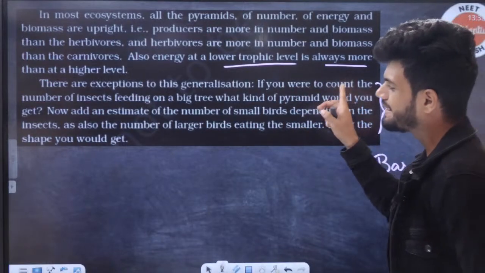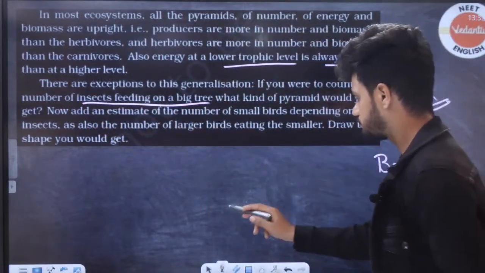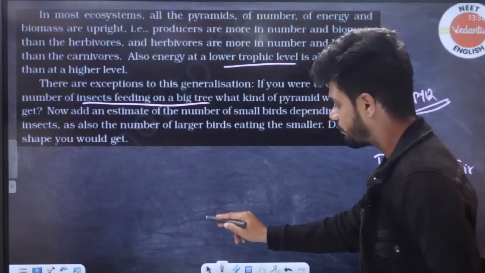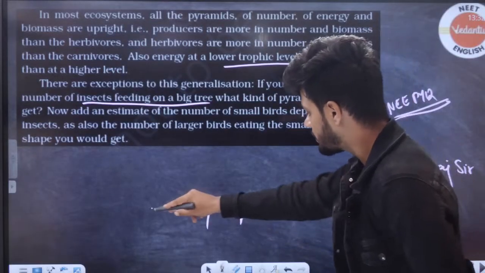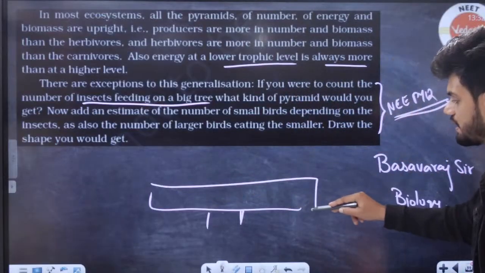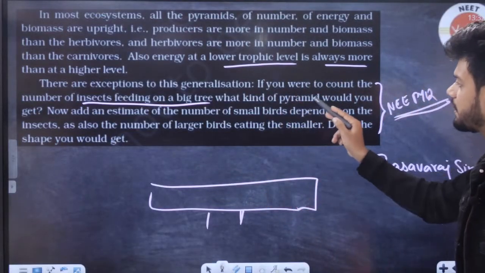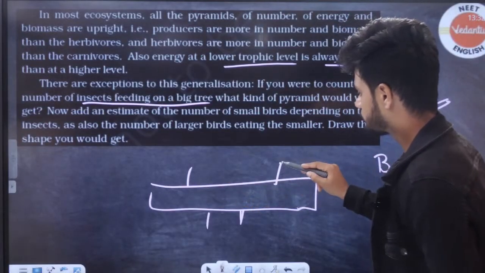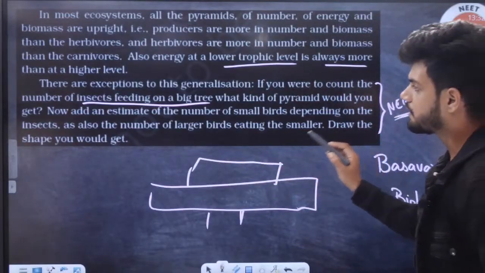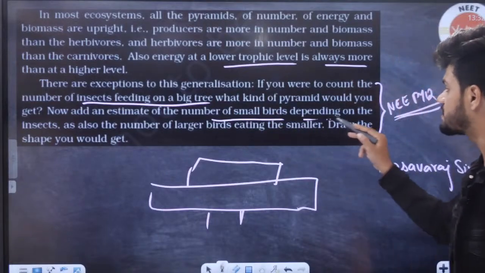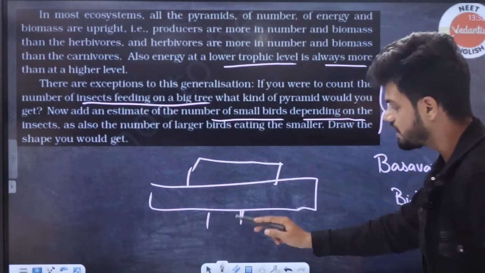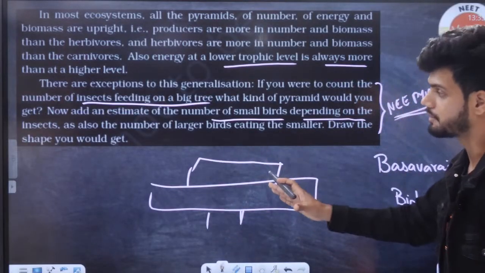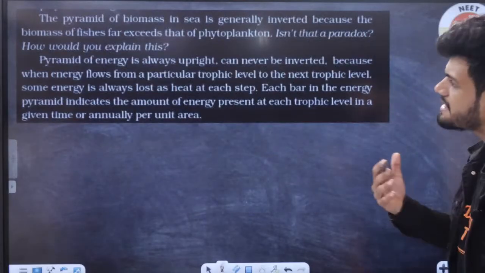If you were to count the number of insects feeding on a big tree, do we have a lot of insects or fewer insects? Tell me. See, here is one big tree. On this one big tree, we have many insects. Yes or no? What kind of pyramid would you get? On this big tree, we will also have certain birds. Now add an estimate of the number of small birds depending upon the insects. So big tree, insects, birds, and this is the pyramid of number you get. Okay, so such exceptions are there.